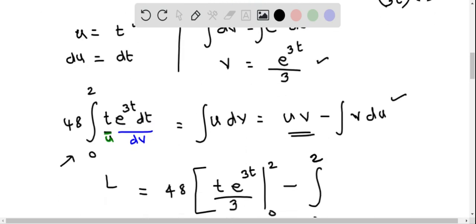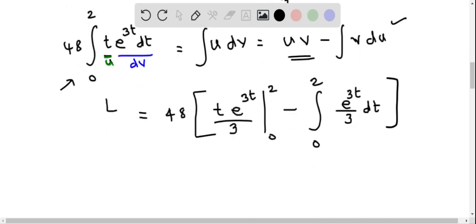V is e raised to the power of 3t divided by 3, and du is dt. So we put the dt here. So then we have to evaluate this expression. We have to apply the limits, evaluate this expression, and then we have to integrate and apply the limits.